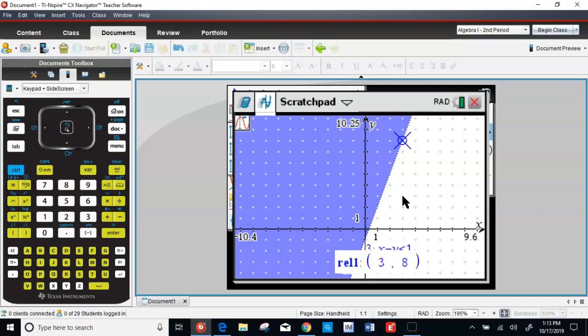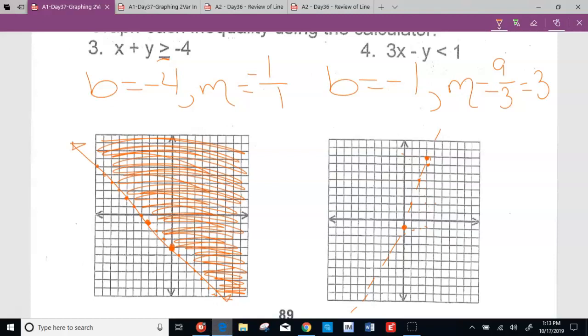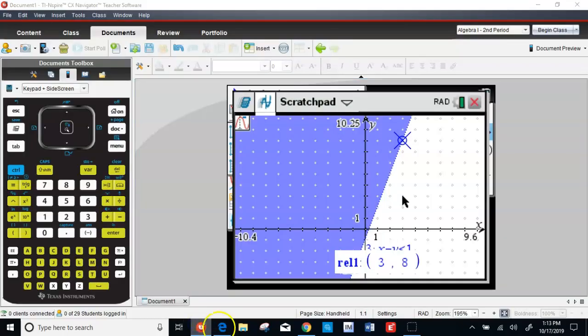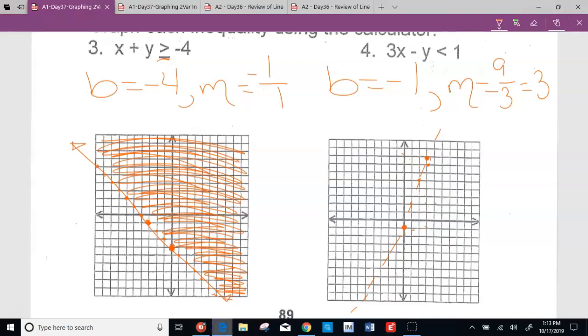But if you went down to 7, would you be in the shaded zone? No. So would you have a solution at 3, 7? No. That's why. Good. Nicely done. And you're gonna shade everything to the left side.